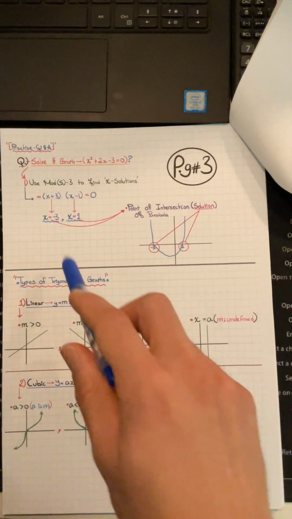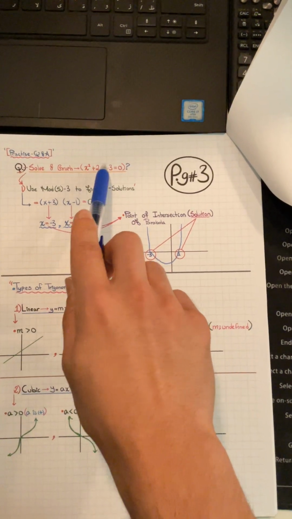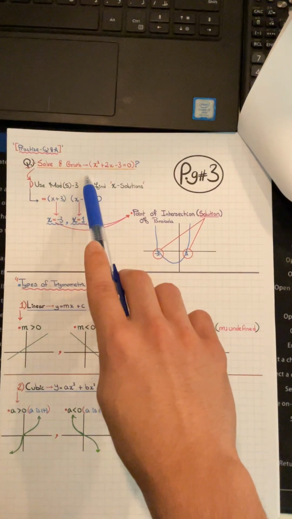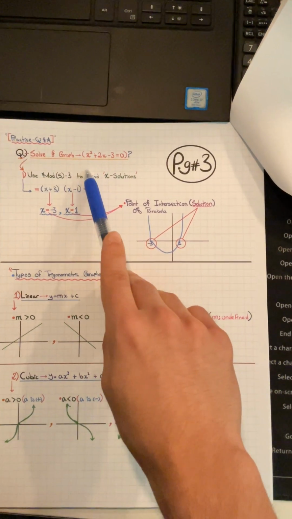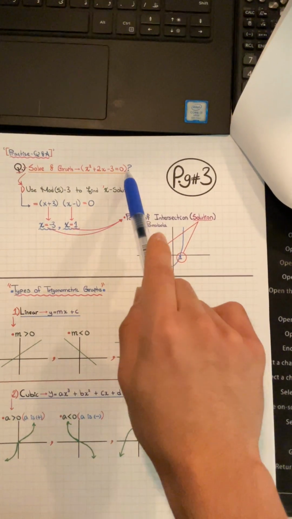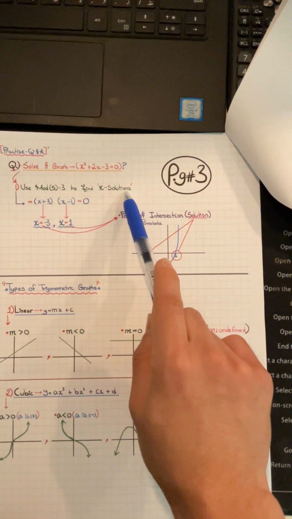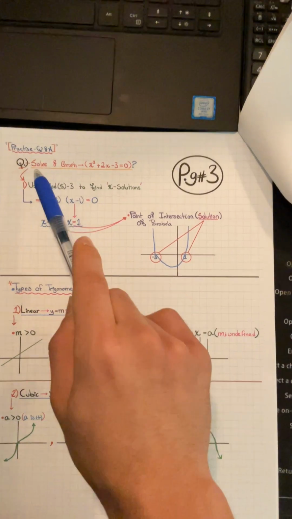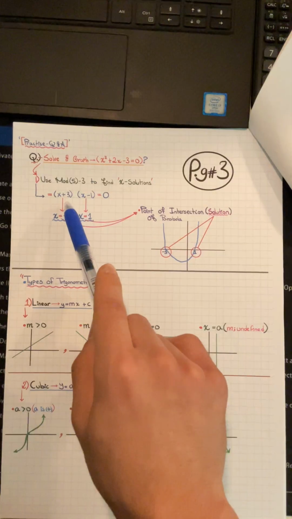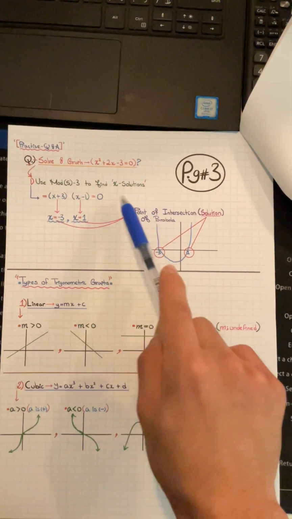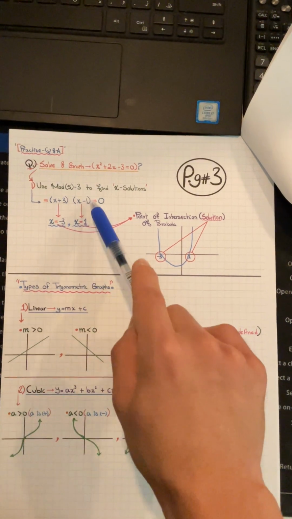Another example. Solve x squared plus 2x minus 3 is equal to 0. Since it is a quadratic equation, we're going to use factorization, using the calculator modify 3 to find the x solutions. Why do we need the solutions? Because it says solve. Whenever it says solve, you must find the solutions. So x plus 3 and x minus 1 is equal to 0. This means move each to the other side. x is equal to negative 3, x is equal to 1.